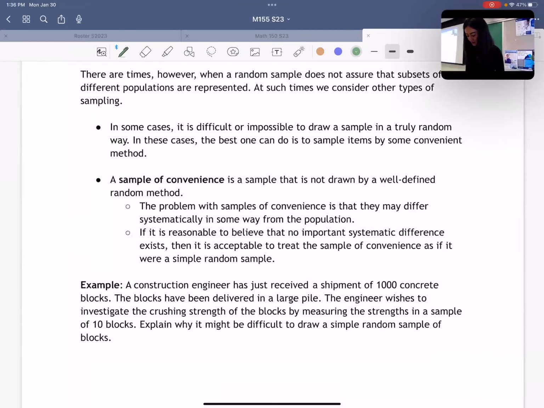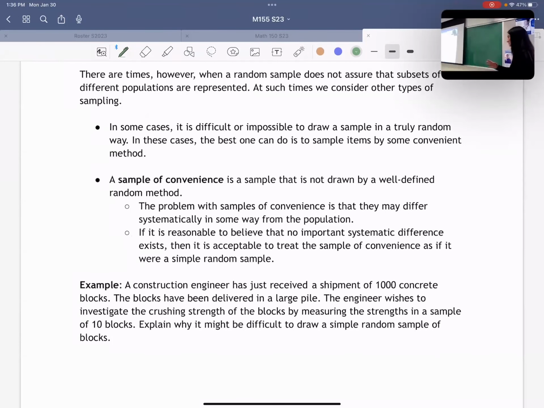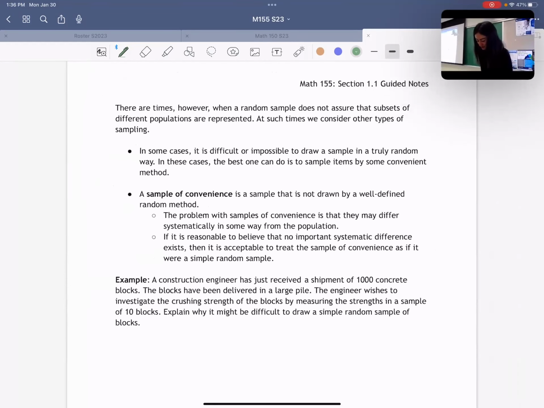So sample of convenience is an example of this, where there's no well-defined random method to create my sample. So there's no random number generator, or there's no good method that I'm following to get something. It's just convenient for me. Okay. Now, samples of convenience aren't very good, all right? That's all I really want to say about these. I have an example, but it's about the bricks, and I already talked about that. All right, any questions on sample of convenience?